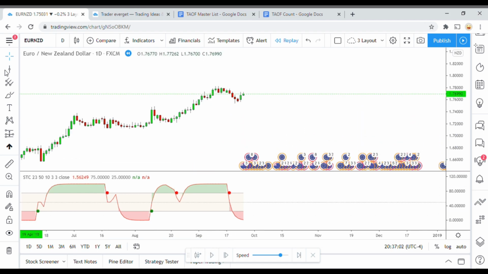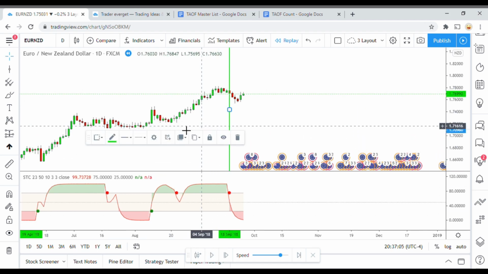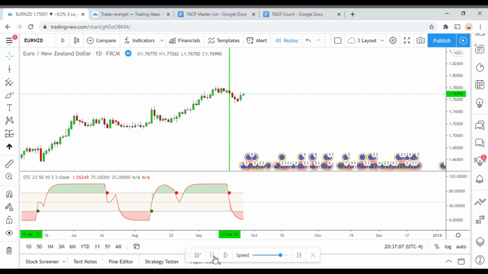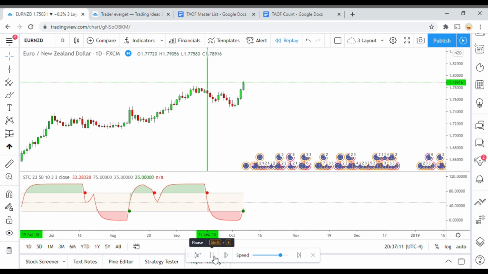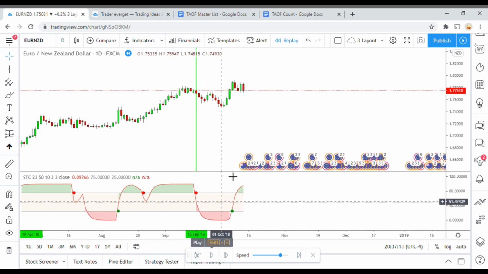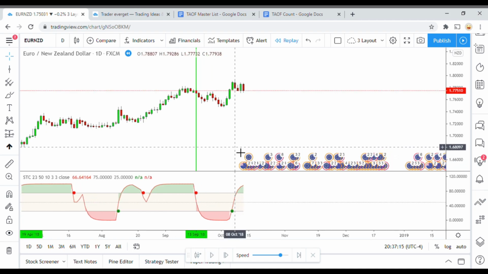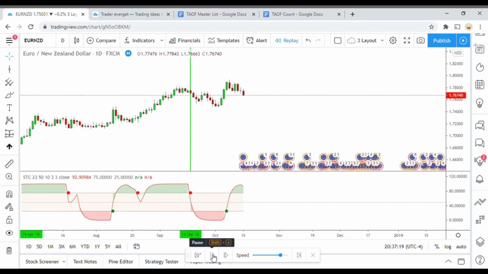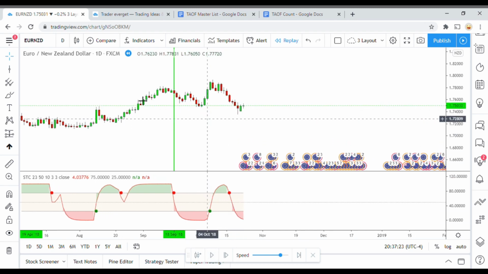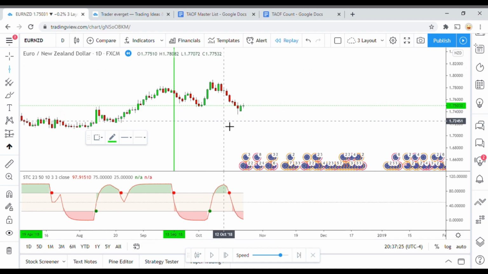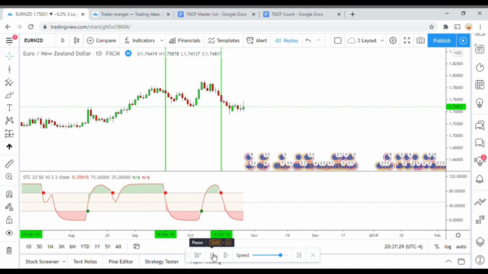There we go. Got that one. That one would have been a valid entry, and again, got us in with a winning trade. This one would not have been a valid entry either. That one right there would have been a valid entry, and again, got us another winning trade.